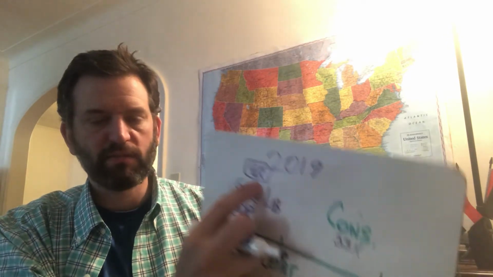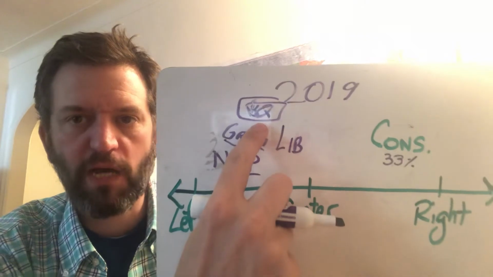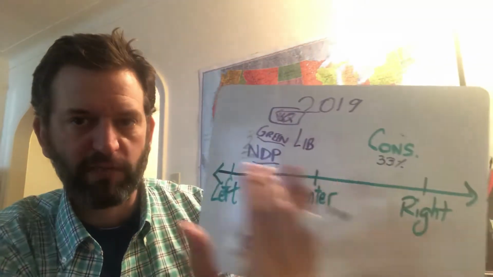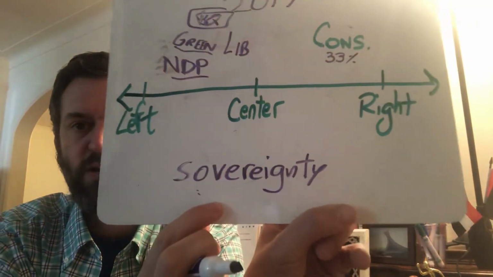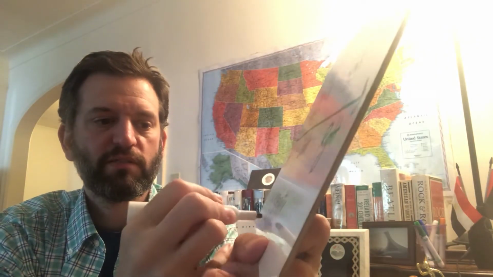The marker's no good. So the Bloc Québécois, I guess you'd call them a left-wing party, but that's debatable. The Bloc Québécois does not really fit along the left-right spectrum. That's not their main issue. Their main issue is Quebec having more sovereignty, which means self-rule. You can also copy that word down, sovereignty. They also want autonomy, which means self-government.